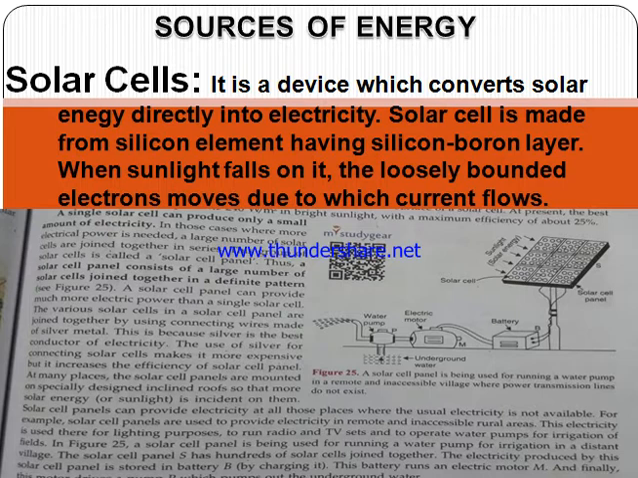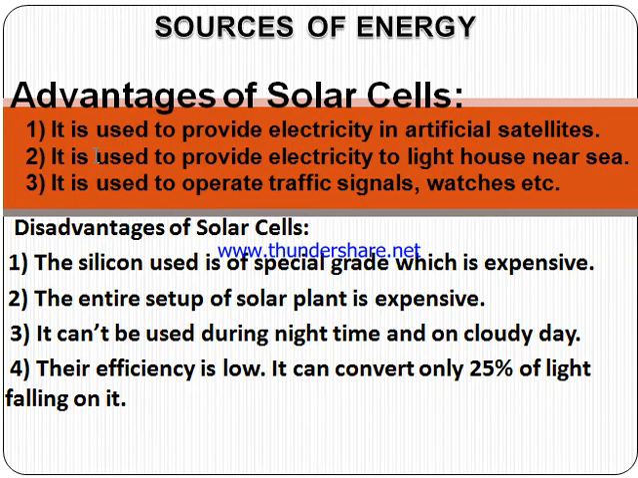That is very important. It is free of cost, but it has some disadvantages. It is used to provide electricity in artificial satellites, in lighthouses near seas, and to operate traffic signals and watches. It is expensive and the entire setup is also expensive. It can't be used at night time and on cloudy days. Its efficiency is low. It can convert only 25% of the light falling on it.